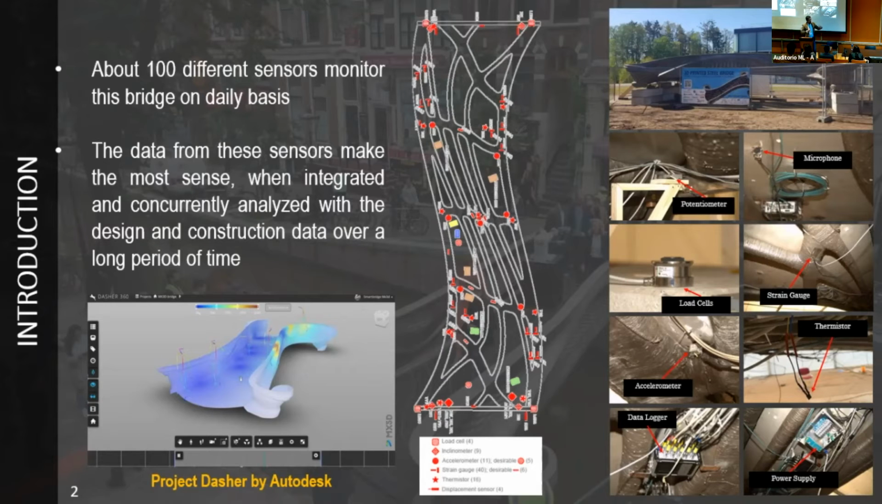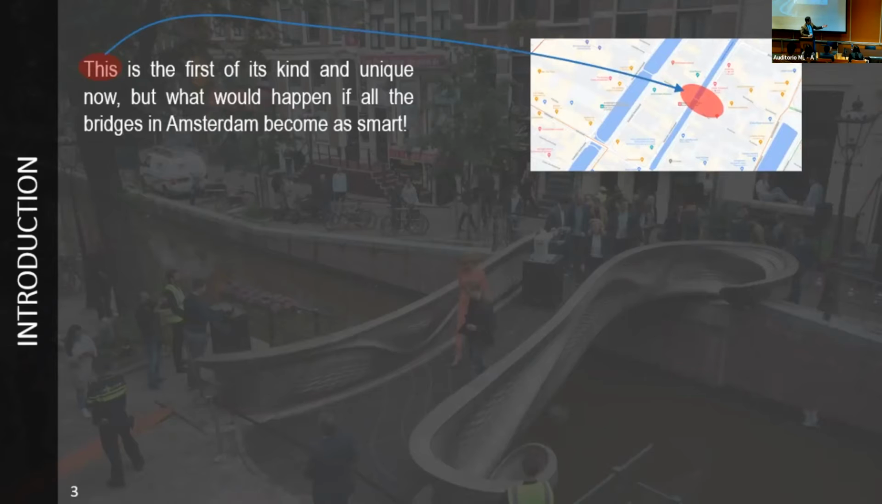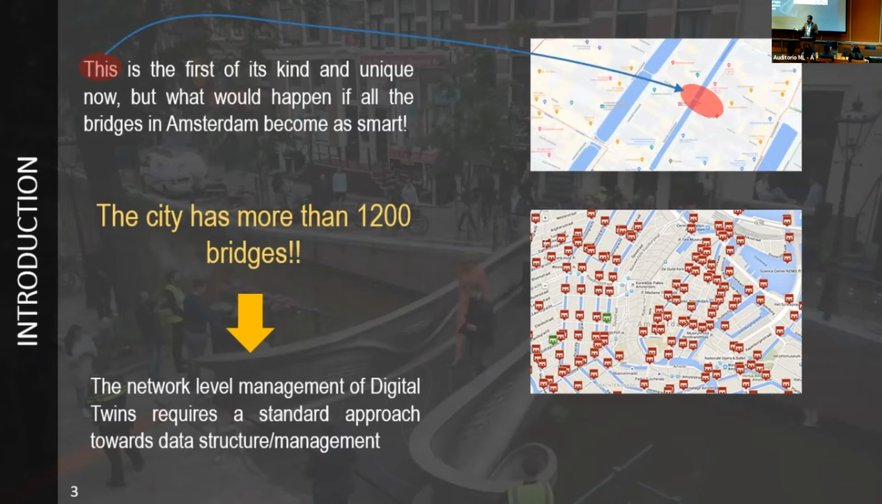So we were discussing that we need to take a more semantic approach towards a model like this, but also taking into account the network level data structure.